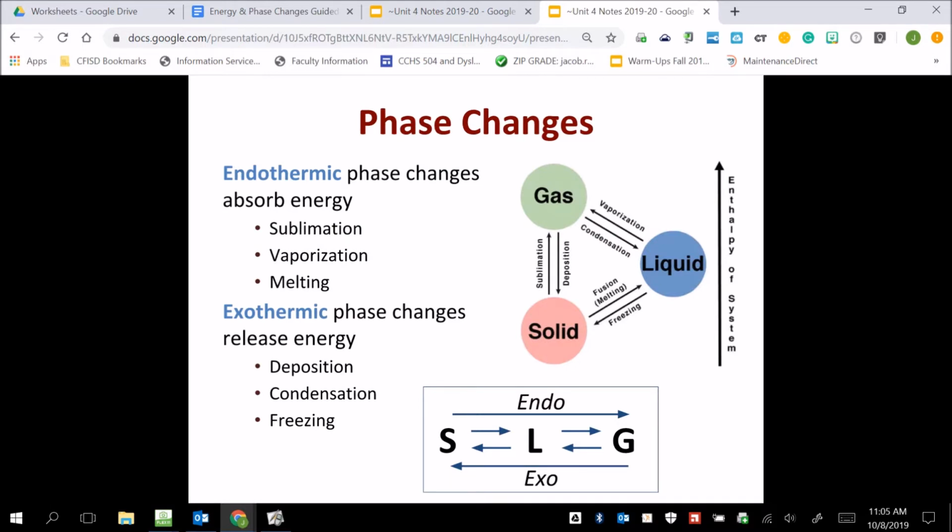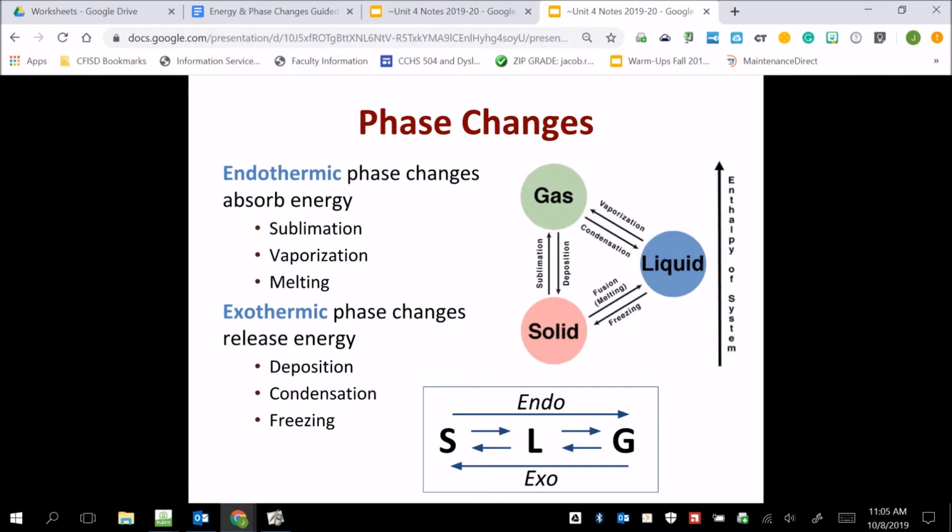So we need to understand the phase changes in terms of endothermic and exothermic. So again, endothermic is absorbing energy. That means it's going to gain in temperature. So the phase changes are sublimation because it's going from solid to gas. It's increased in temperature to do that. Vaporization, again, is going from liquid to gas. That is an endothermic reaction because it had to gain energy to go from liquid to gas. And then melting. Melting is from solid to liquid, again, gaining energy to make that change.